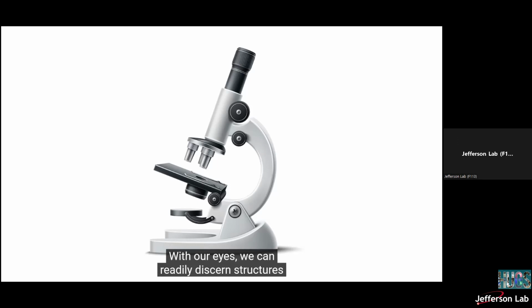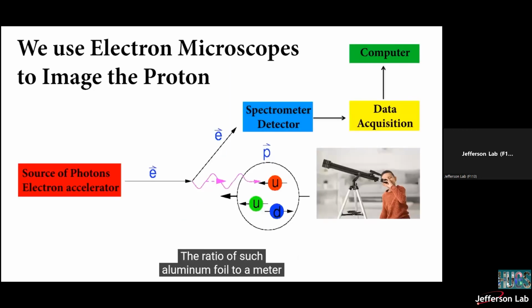With our eyes, we can readily discern structures of very large scales in the cosmos to human-sized scales of a meter, down to scales of 10 microns, as for example, a layer of the familiar kitchen aluminum foil. The ratio of such aluminum foil to a meter is down by a factor of 100,000. Scaling down with another factor of 100,000 gives the size of an atom, which we can see with powerful electron microscopes. One needs to scale down with yet another factor of 100,000 to come to the size of a proton, less than 1 femtometer, or 10 to the minus 15th meters.